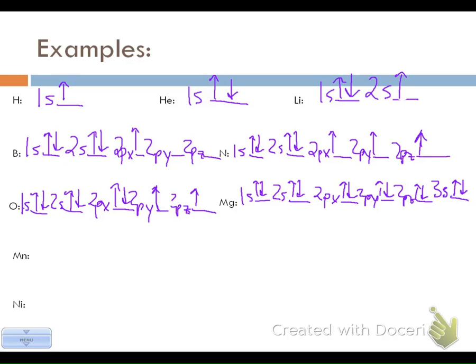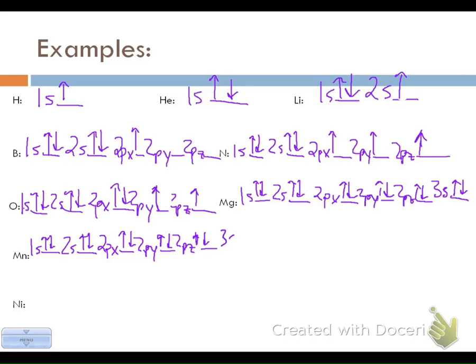Okay, and the next one, we're going to expand even further, this time going into the transition metals. So we've got some d orbitals appearing, and you'll love it. All right, so getting started with manganese. 1s, up, down. 2s, up, down. 2px, 2py, 2pz, up, up, up, down, down, down. That's 10. Only 15 more to go to get to 25.